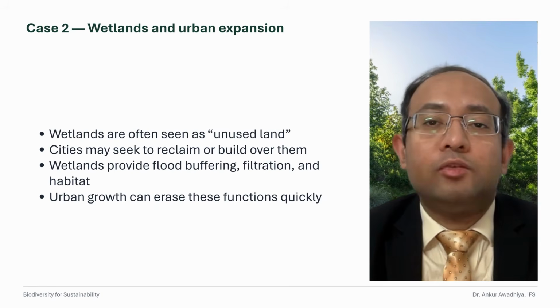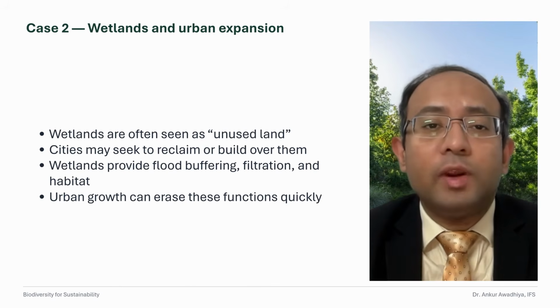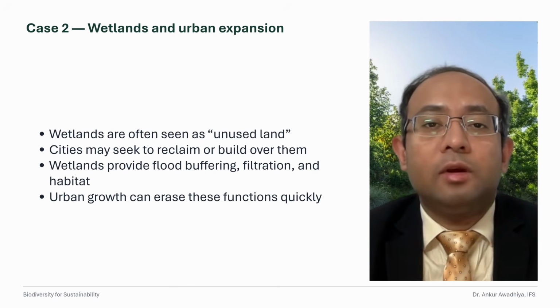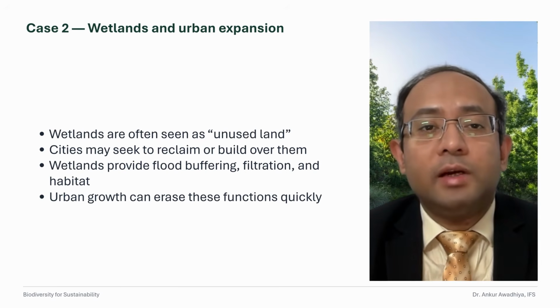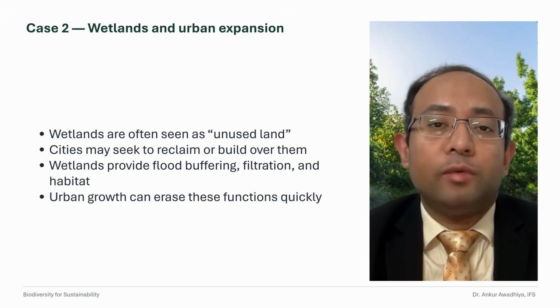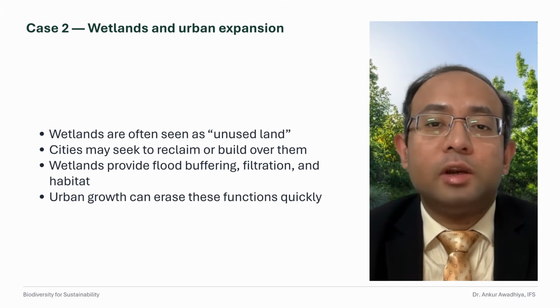Our second case is wetlands and urban expansion. Wetlands are especially vulnerable because they are frequently misread. In a narrow economic view, they can appear to be unused, unproductive spaces that are waiting to be converted. But ecologically, they are often highly functional, storing and releasing water, buffering floods, filtering pollutants, supporting biodiversity, and connecting hydrological systems. When cities expand into wetlands, the immediate gain is buildable land, but the long-term ecological loss can be far greater than the short-term gain actually suggests.